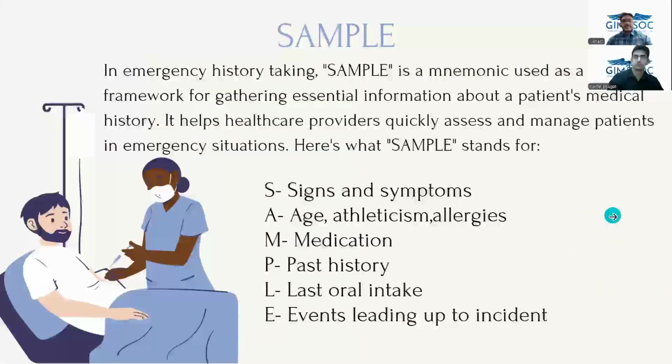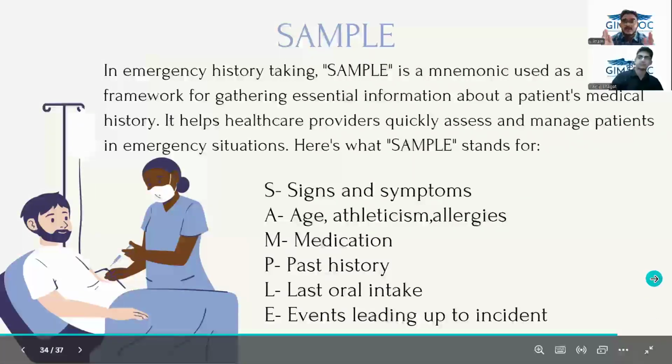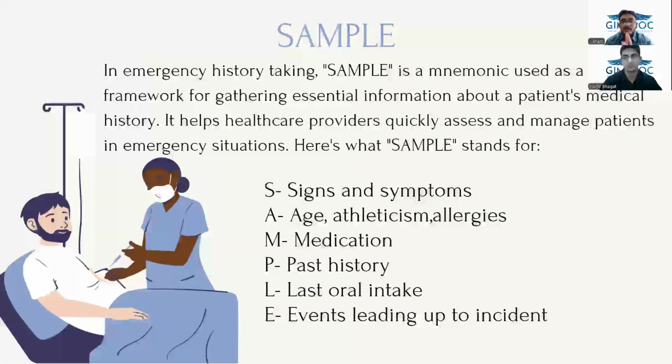Yeah. So SAMPLE goes hand in hand with the primary survey. SAMPLE is a very, very constricted version of a history taking. Here, the patient comes to you barely conscious, and you have just a limited amount of time and information that you can get out of them, because you don't have time to ask about their family, where they stay, and all that stuff.